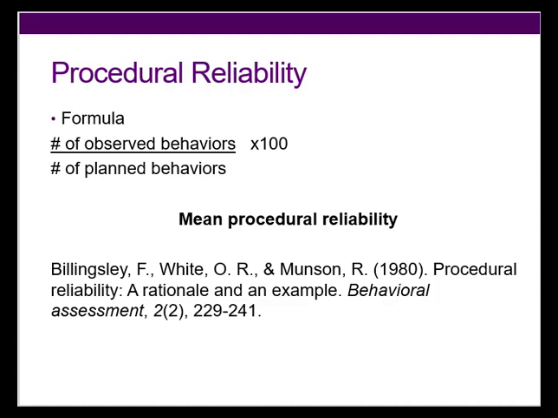Procedural reliability is also referred to as treatment integrity or procedural fidelity. Billingsley, White, and Munson, 1980, introduced the importance of measuring procedural fidelity in intervention research. The formula generally used for calculating procedural reliability in single-subject research is number of observed behaviors divided by number of planned behaviors multiplied by 100. Be sure to cite Billingsley, White, and Munson, 1980, when you use this method of reporting mean procedural reliability.